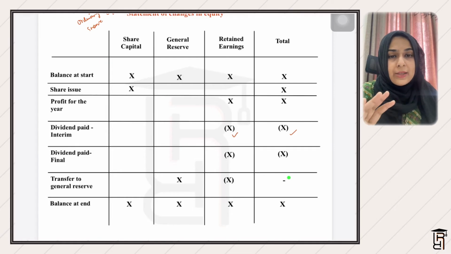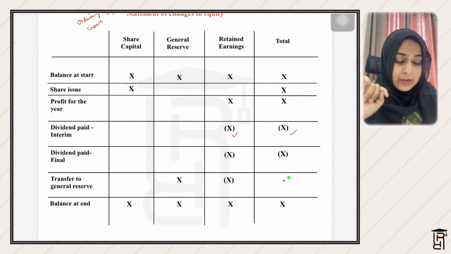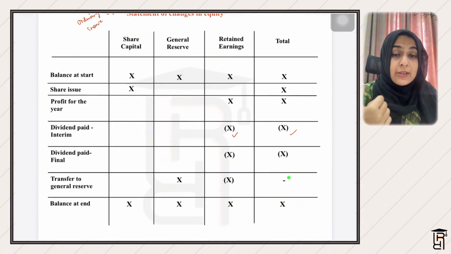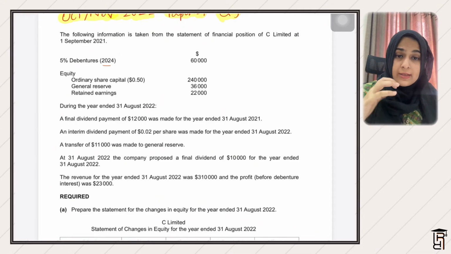The year ends basically in 2022, 31st August 2022, that's the year end. Then they are saying we have 5% debentures, which means 5% is the interest. This tells me that these need to be repaid in 2024. This is for $60,000 that we have raised from people as a loan.